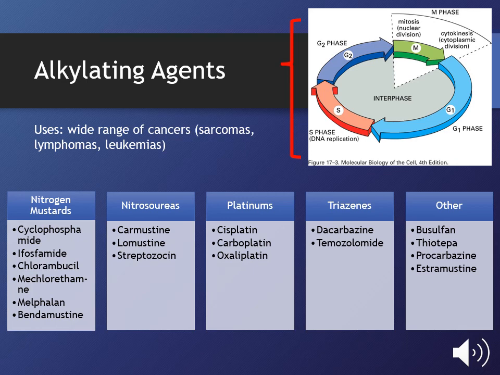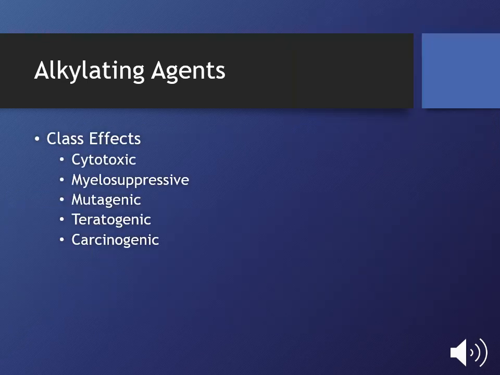The nitrosoureas, which are very lipophilic, cross the blood-brain barrier and are thus commonly used in CNS malignancies. We then have our platinum agents, which are notorious for their nephrotoxicity as well as their neurotoxicity. Then the triazines and other alkylating agents that don't necessarily fall into the other four categories. As a class, these drugs are cytotoxic, myelosuppressive, mutagenic, meaning they can induce mutations, teratogenic, meaning they can harm the fetus, carcinogenic, meaning they can lead to development of a second malignancy or a second cancer.